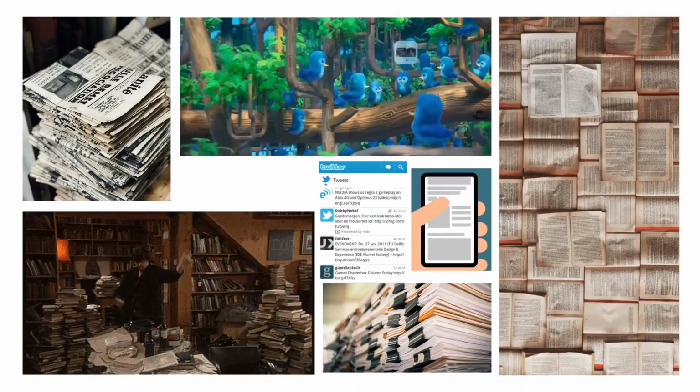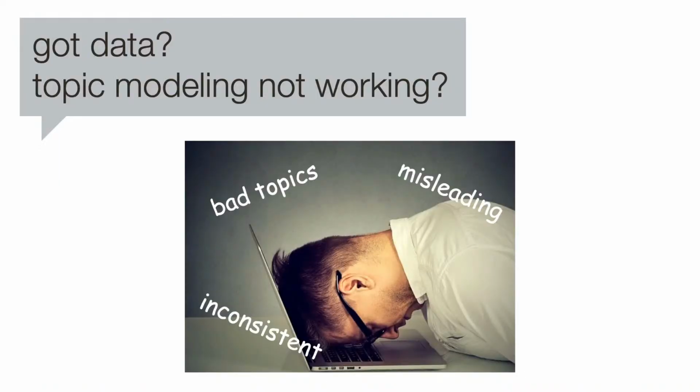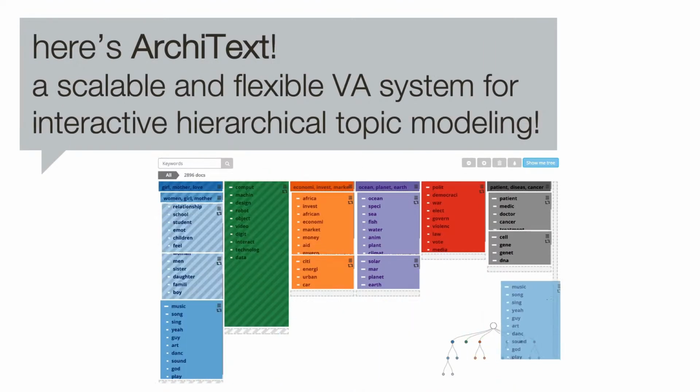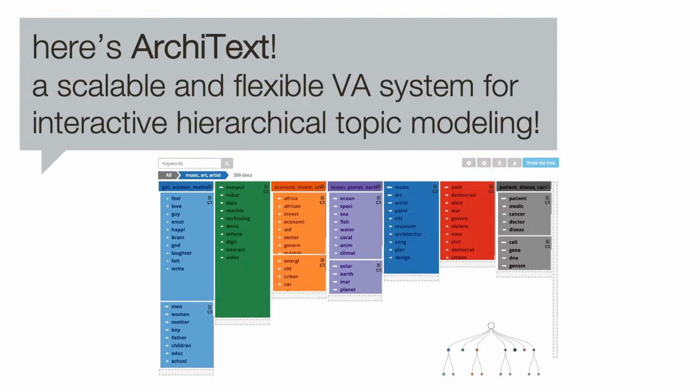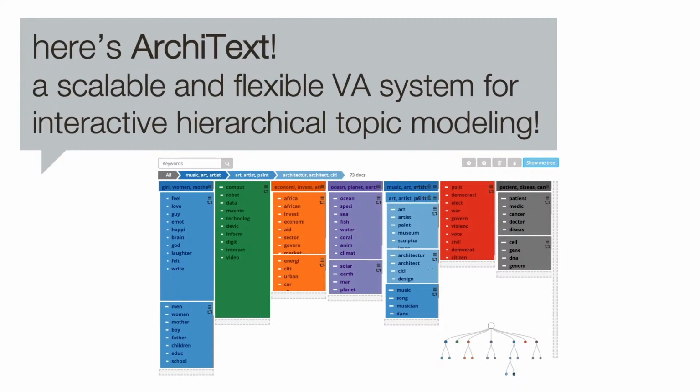Imagine you have tons of text data to analyze. And you want to get an overview of your data, but traditional topic modeling techniques such as LDA are not working for you. Then, why don't you try Architext? We introduce a scalable and flexible way to interactively build hierarchical topics.